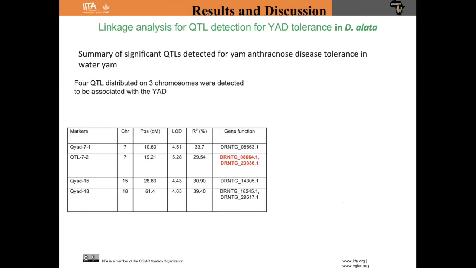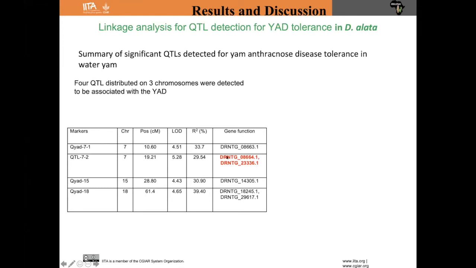And then by applying the permutation through the composite interval mapping, we were able now to identify 4 SNP markers distributed on 3 different chromosomes that are associated with yam anthracnose disease. And then we have the position. Here I removed the composite interval because it seems a bit large, and then I put the gene function.